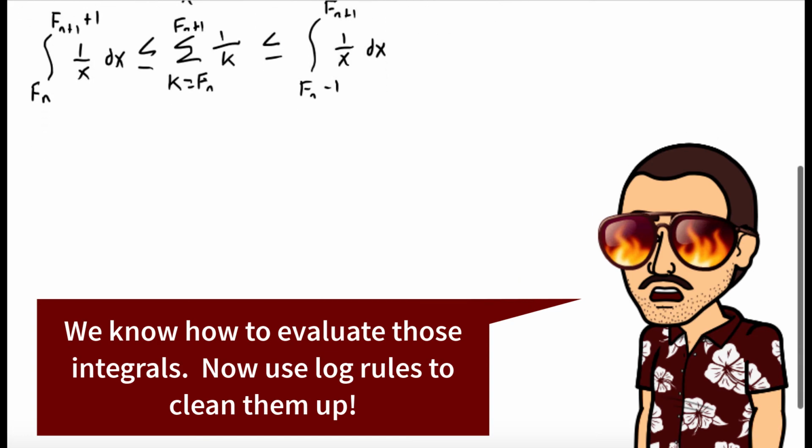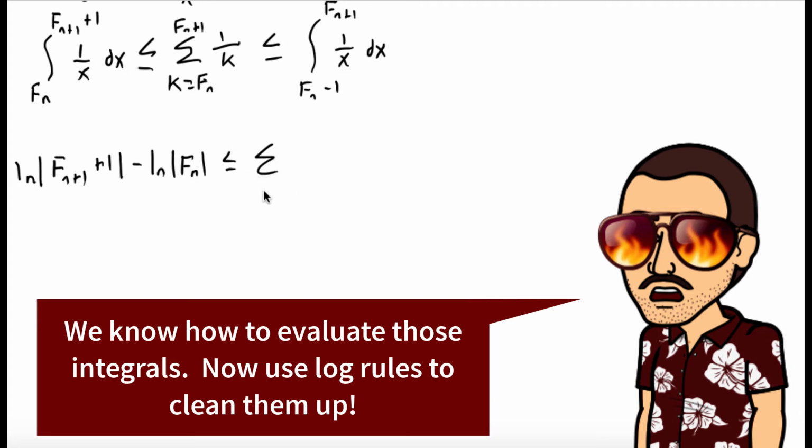And these integrals, the lower bound and the upper bound, we know how to evaluate those integrals, right? The integral of 1 over x is the natural log of the absolute value of x. So this definite integral on the left could be rewritten as the natural log of the absolute value of Fn plus 1 minus the natural log of the nth Fibonacci. And that's a lower bound for the sum that we're interested in.